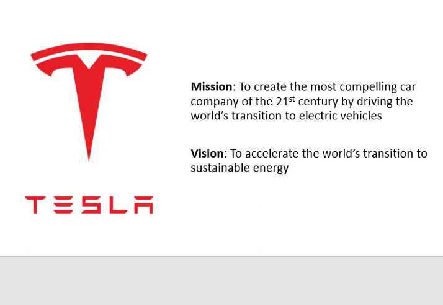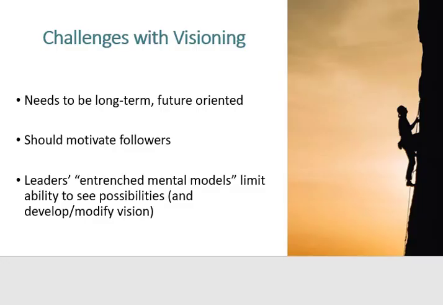Vision is the why, mission is the how currently. Tesla's plan to achieve their vision is by focusing more on being the most compelling car company of the 21st century and driving, there's another car pun, the world's transition to electric vehicles. So I think it's a really good example of how visions can be big picture, missions are going to be specific, and a well-written vision might be really big. In fact, a well-written vision will often be a challenge.